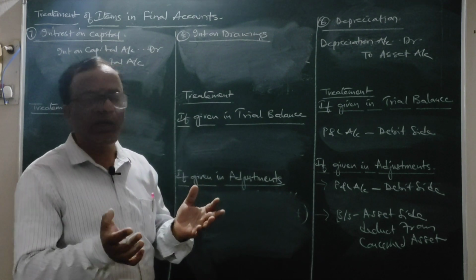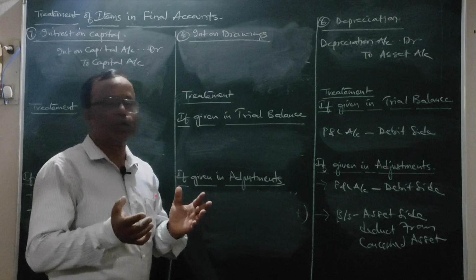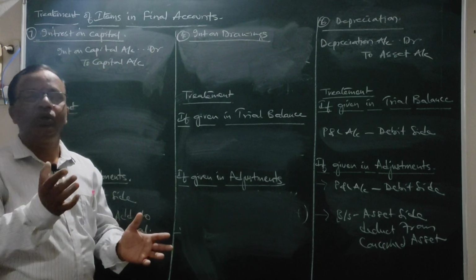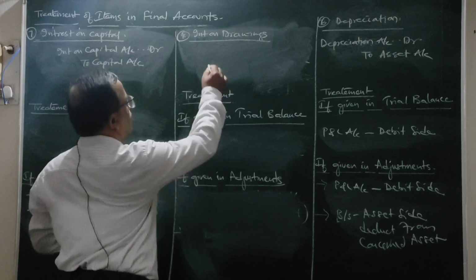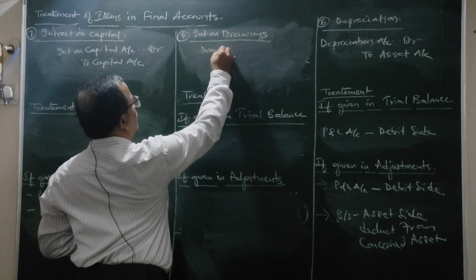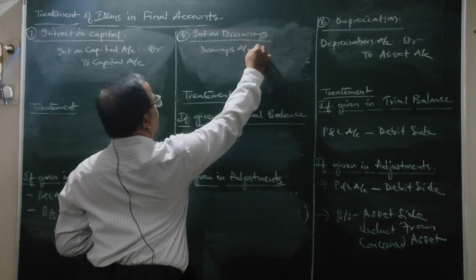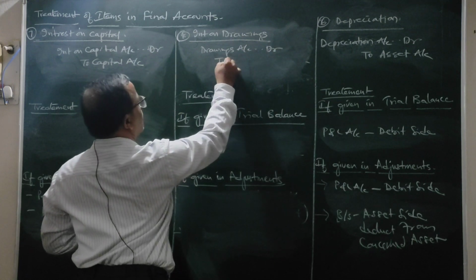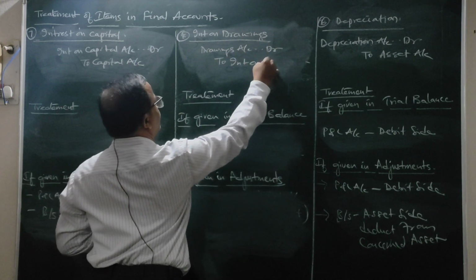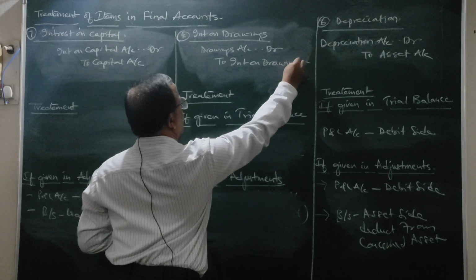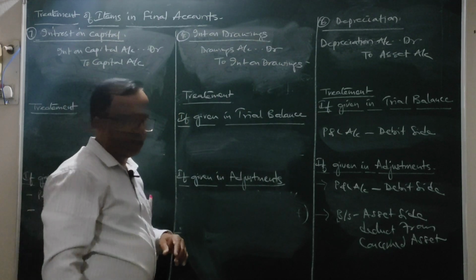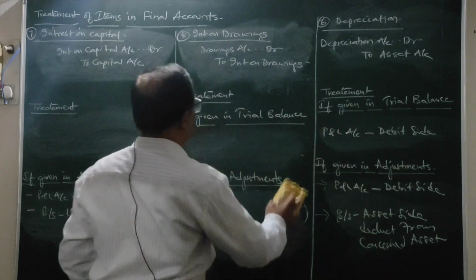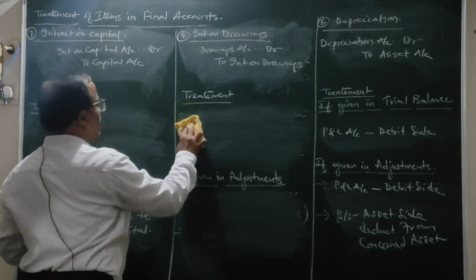Here also we are writing the entry. Normally our entry will be: drawings account debit to interest on drawings account. This is the entry. See, this item also will be given only in adjustments. It will never be given in the trial balance.